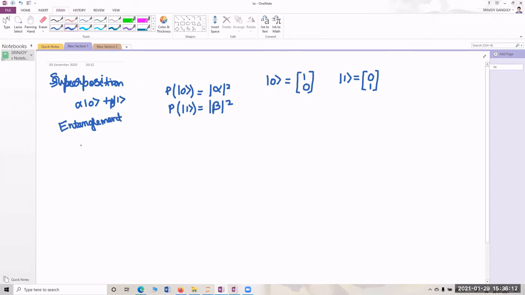So what happens in entanglement, and let me give you an example of an entangled state, which is like this: 00 plus 11. So entanglement starts happening when you have two or more than two qubits. So this is an example of the two qubit case.